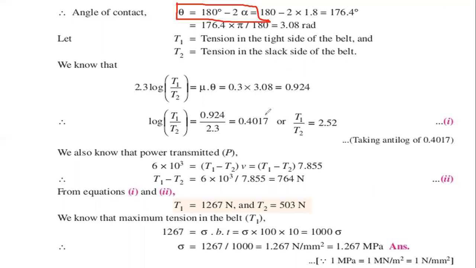Then we are going to convert it into radians. By converting it to radians, we got 3.08. Now we have to find the tensions in the tight side as well as the slack side of the belt. Here I am taking the tension in the tight side as T1 and the slack side as T2. The formula is 2.3 log T1 by T2.